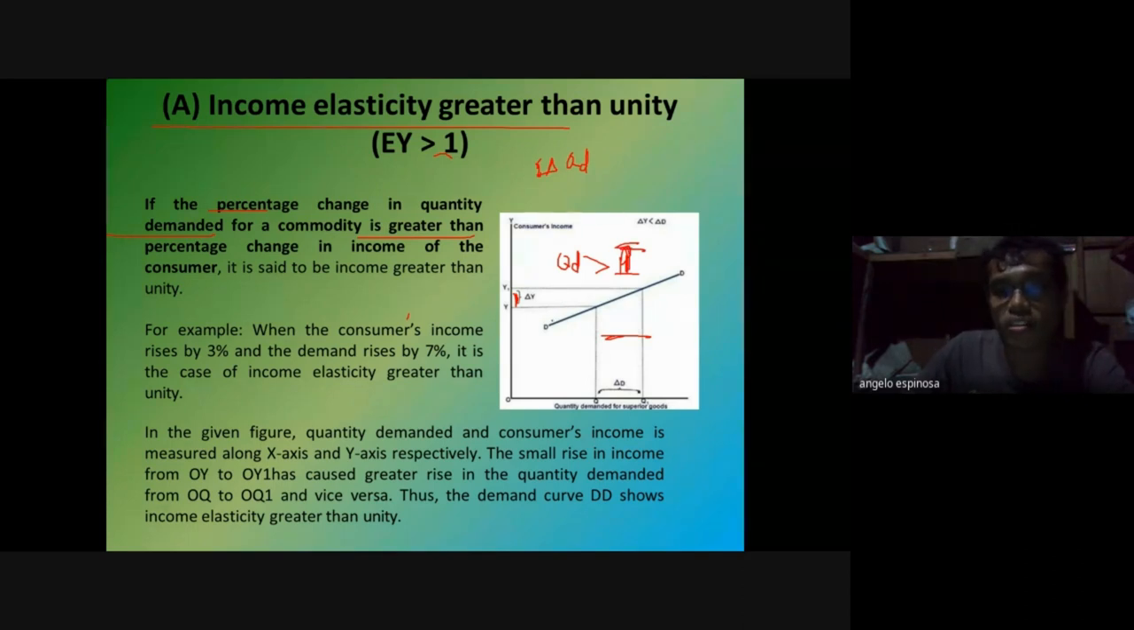Yan kuha ninyo. Ibig sabihin yan, kahit konti lang nag-rise ang income ng consumers ng 3%, nagkaroon din ng rise in the quantity demanded, which is 7%. Ibig sabihin, mas mataas ang percentage ng quantity demanded kesa sa income. Okay? So, example, nagtaas dito ang quantity demanded ng 7% and then tumaas ng konti din ang income ng 3%. So, sino mas mataas? Ang quantity demanded. And that is what we call income elasticity greater than 1 or unity.